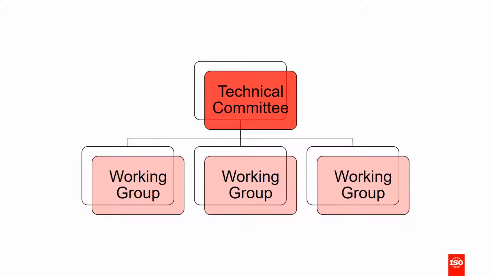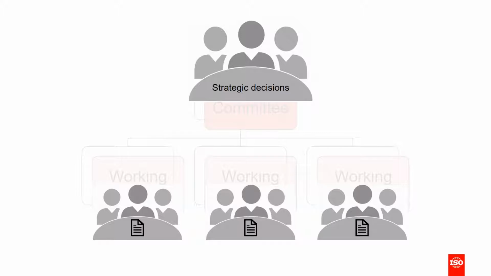So for the moment, remember that at the technical committee level, the committee members take key strategic decisions. And at the working group level, we have experts working on the actual technical documents, working on each clause of a standard and making the document move forward through the different steps of the standard development process, which we will cover in detail in Course 3.